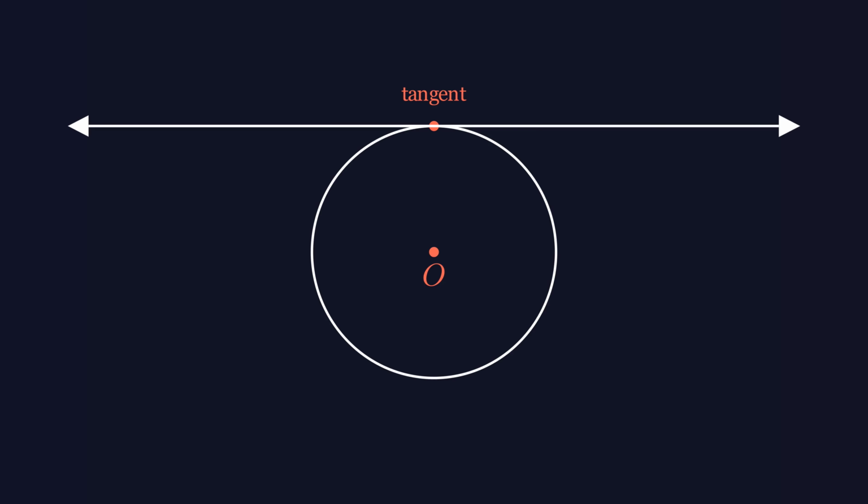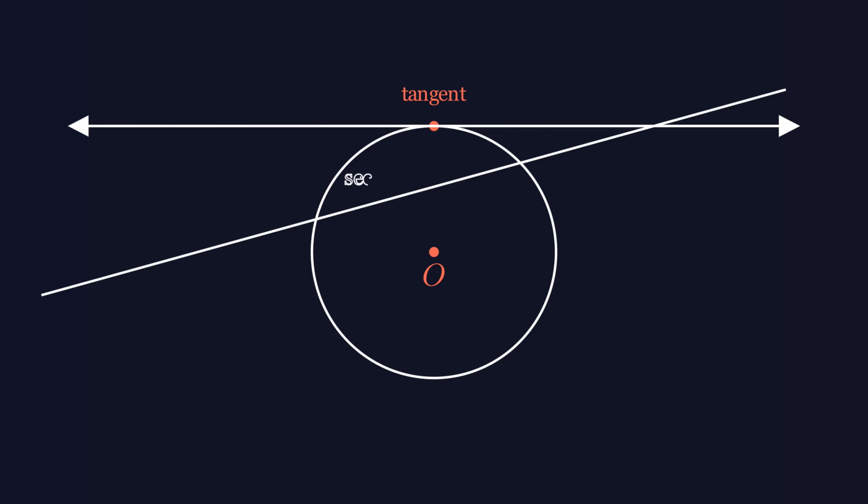Tangent. A tangent is a line that touches the circle at exactly one point. It doesn't cut through the circle, just touches it and moves on. Secant. A secant is a line that intersects the circle at two different points. So it enters the circle, passes through it, and exits. You can think of it as a line passing through the inside of the circle.